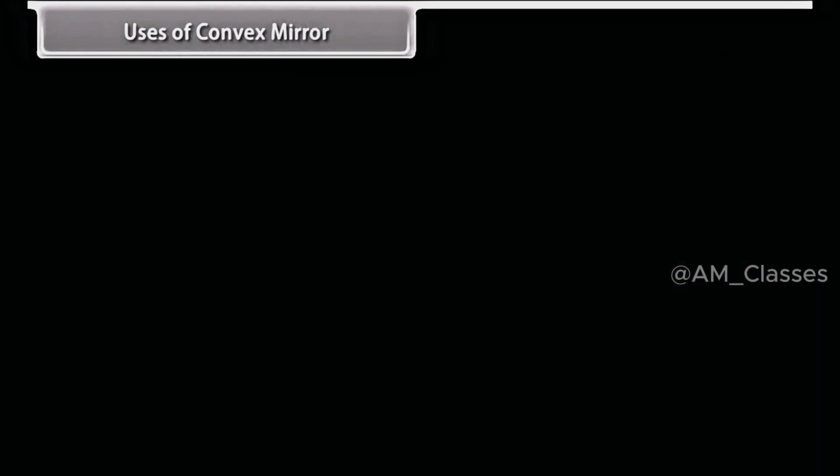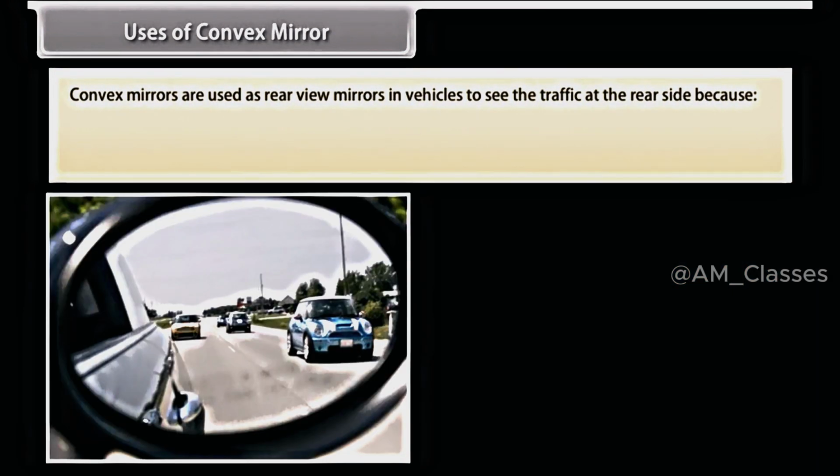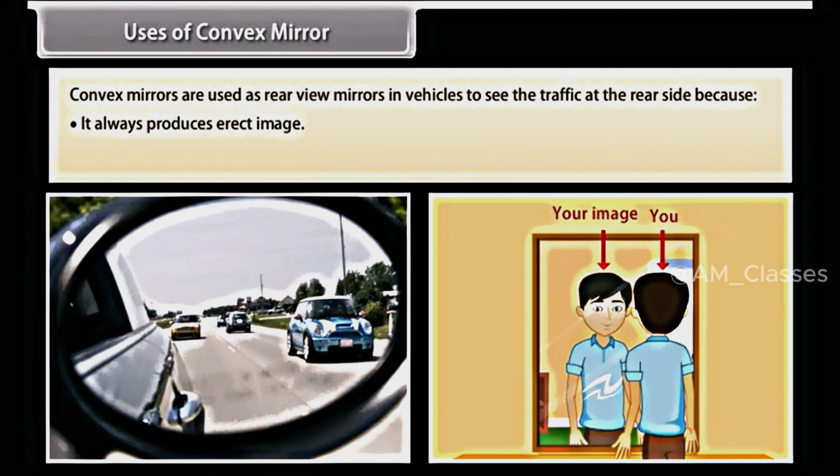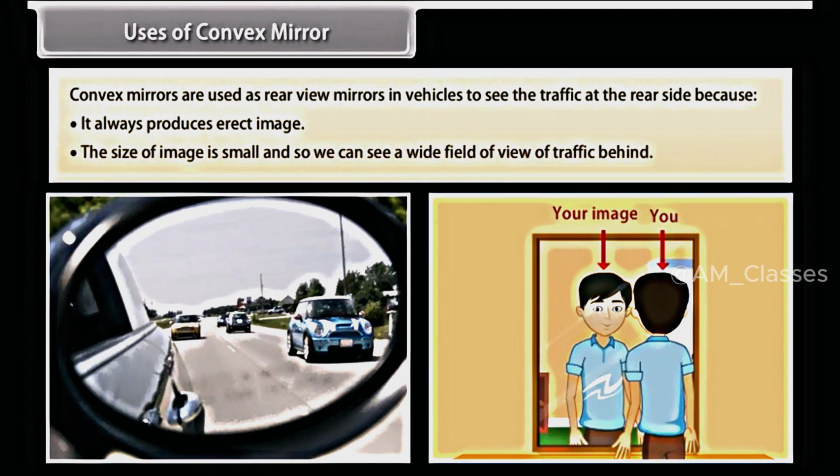Uses of convex mirror. Convex mirrors are used as rear view mirrors in vehicles to see the traffic at the rear side because it always produces erect image. The size of image is small, and so we can see a wide field of view of traffic behind.